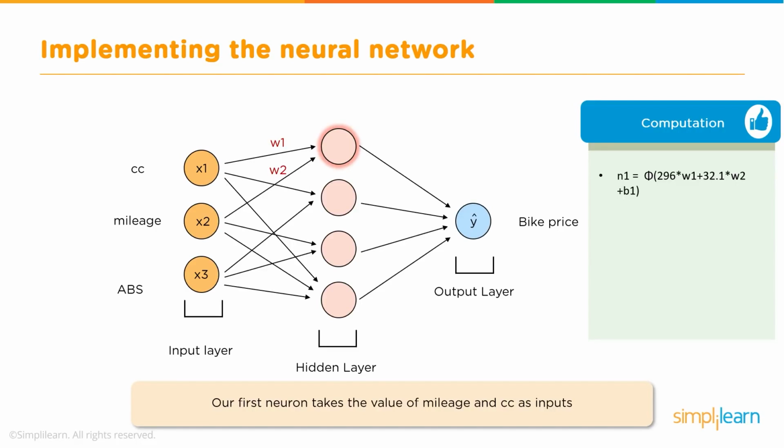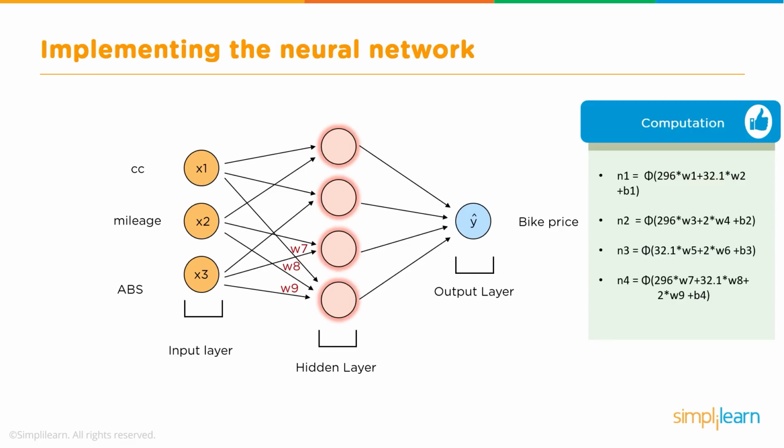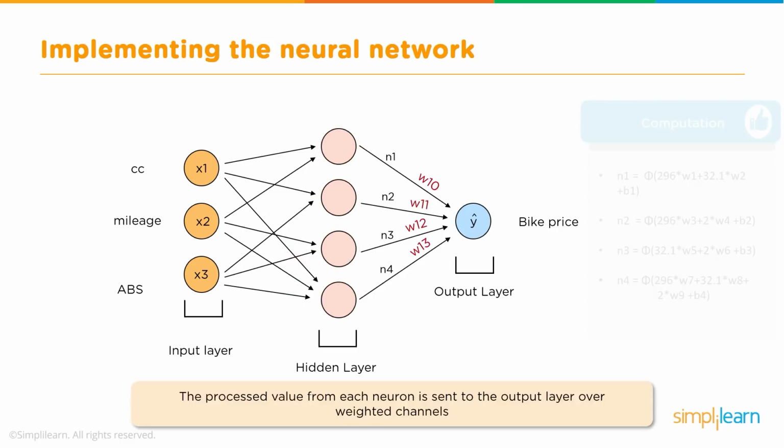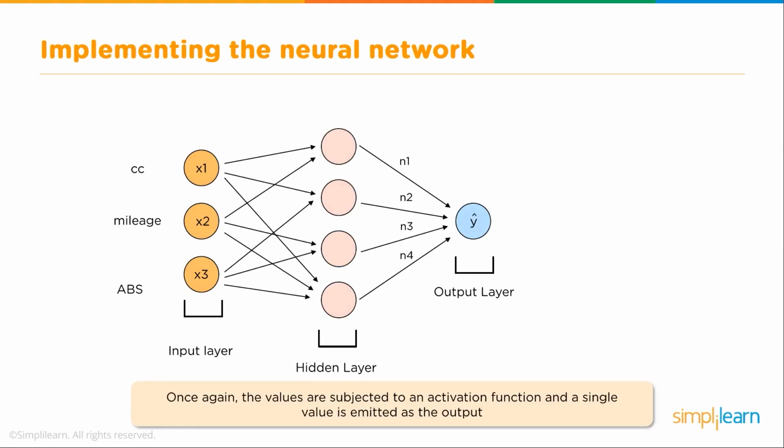Our first neuron takes the values of mileage and CC as inputs. So here comes our computation, whatever those inputs are, and we do that again with the second neuron with those values coming in. You can see here we have weight 3 and so on, and then our third neuron coming down, and of course our fourth neuron. So we're adding all these different values coming in here in our hidden layer. The processed value from each neuron is sent to the output layer over weighted channels. So again, here are our weights coming in, and we have N1, N2, N3, and N4. Once again, the values are subjected to the activation function, and a single value is emitted as the output.